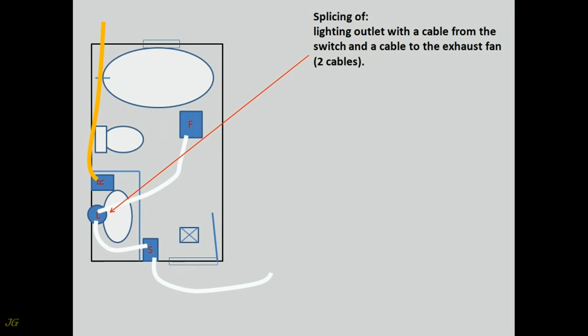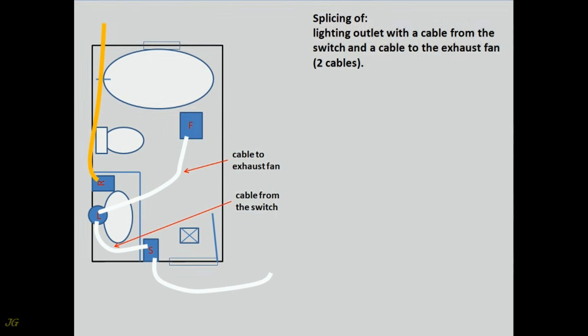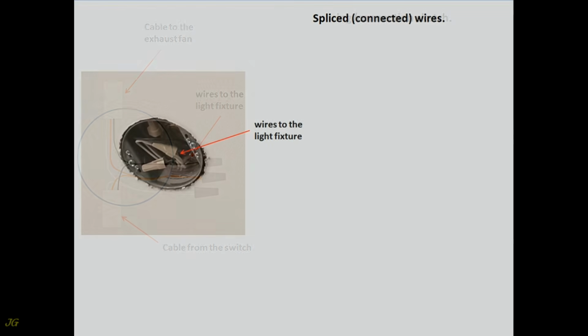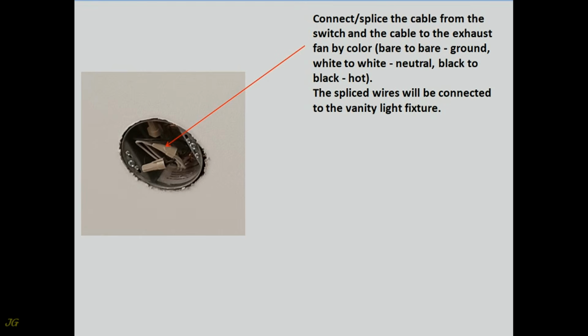Splicing of lighting outlet with a cable from the switch and a cable to the exhaust fan, 2 cables. The light outlet junction box must be large enough to accommodate all spliced, connected wires. Splicing, connection sketch. Spliced, connected, wires. Splice the cable from the switch and the cable to the exhaust fan by color. Bare to bare, ground, white to white, neutral, black to black, hot. The spliced wires will be connected to the vanity light fixture.